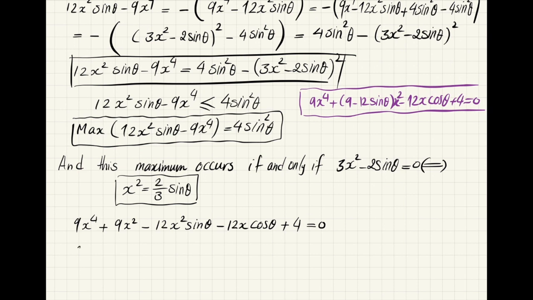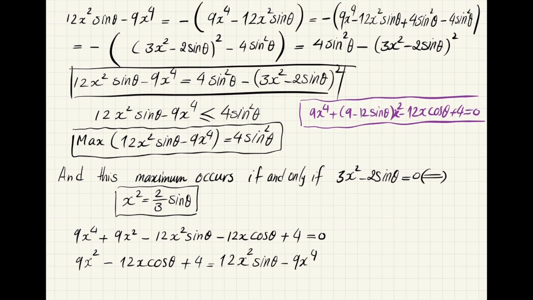Then I will have 9x squared minus 12x cosine theta plus 4 on the left, and on the right hand side I will have positive 12x squared sine theta, and then minus 9x^4. Yes. Okay, but now look, this one is exactly this expression, and we know its maximum is 4 sine squared theta. So what we know about this expression is that it is always smaller than or equal to 4 sine squared theta. Yes, this is the maximum value that the right hand side can attain.